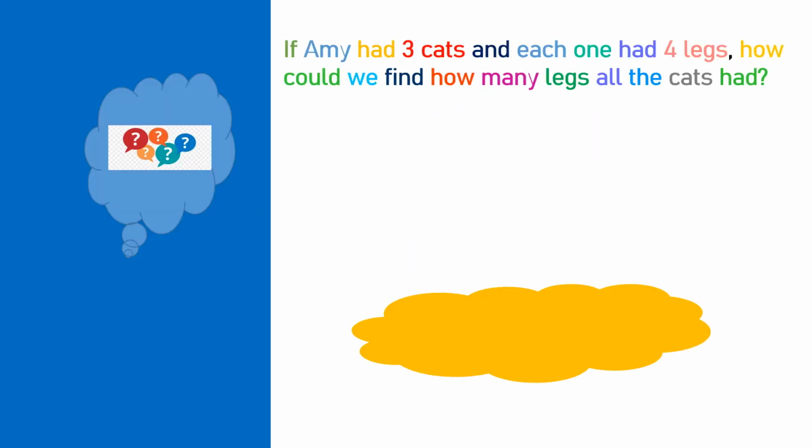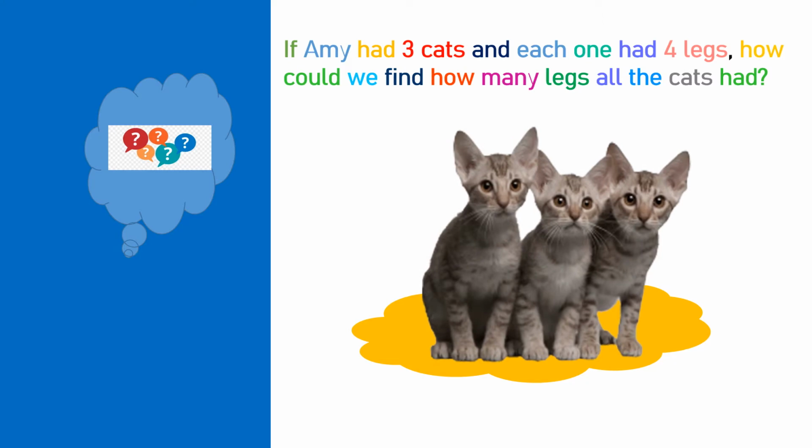Let's go for it. Oh wow, there is a brain teaser. So the question is, if Emmy had 3 cats and each one had 4 legs. I repeat, if Emmy had 3 cats and each one had 4 legs, how could we find out how many legs all the cats had? So what are we going to do here? We have to find out how many legs the cats have altogether. So I will tell you one way to find it out.